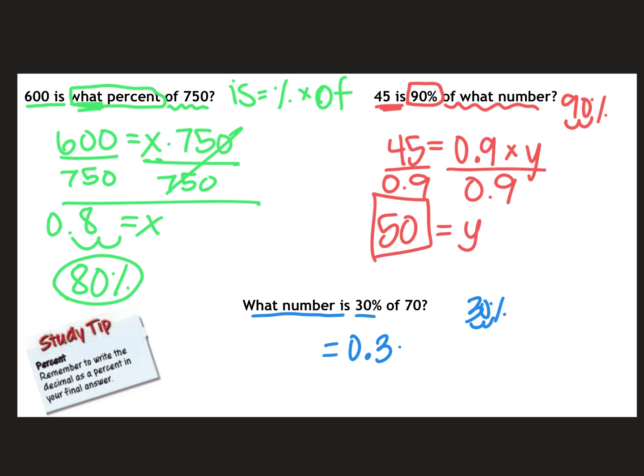What number is? The is what we are looking for, so that's where our variable goes. Of 70, so that goes next to the percent. Now, the variable is on the other side all by itself, so we don't have to do any dividing by both sides. We just multiply 0.3 times 70 in order to get our answer, and we end up with an answer of 21. So that's our part, our is.